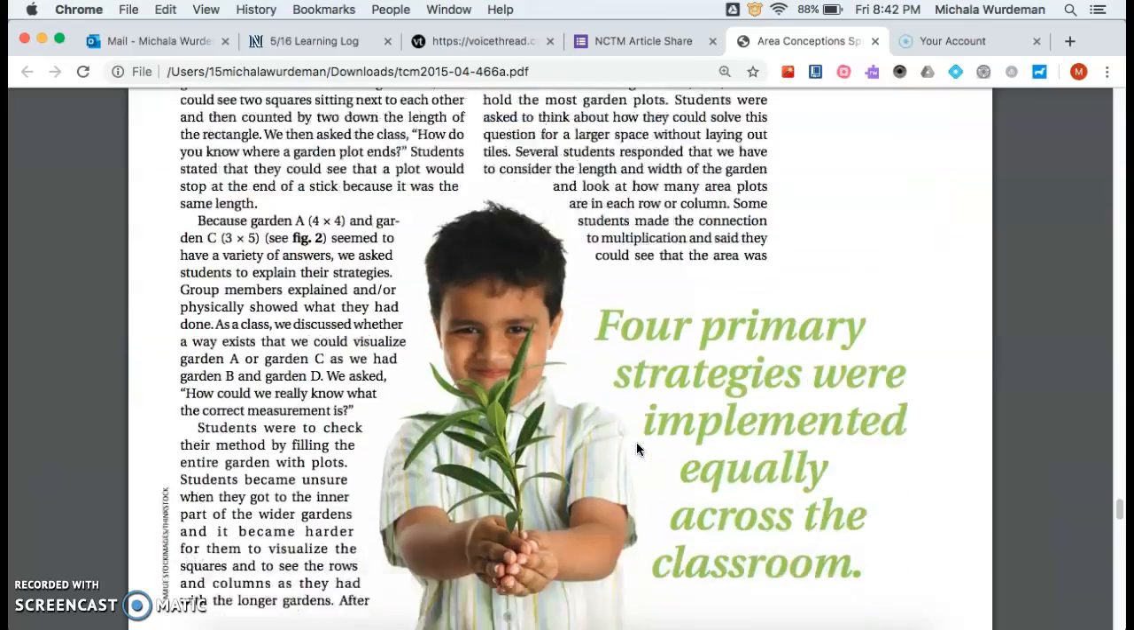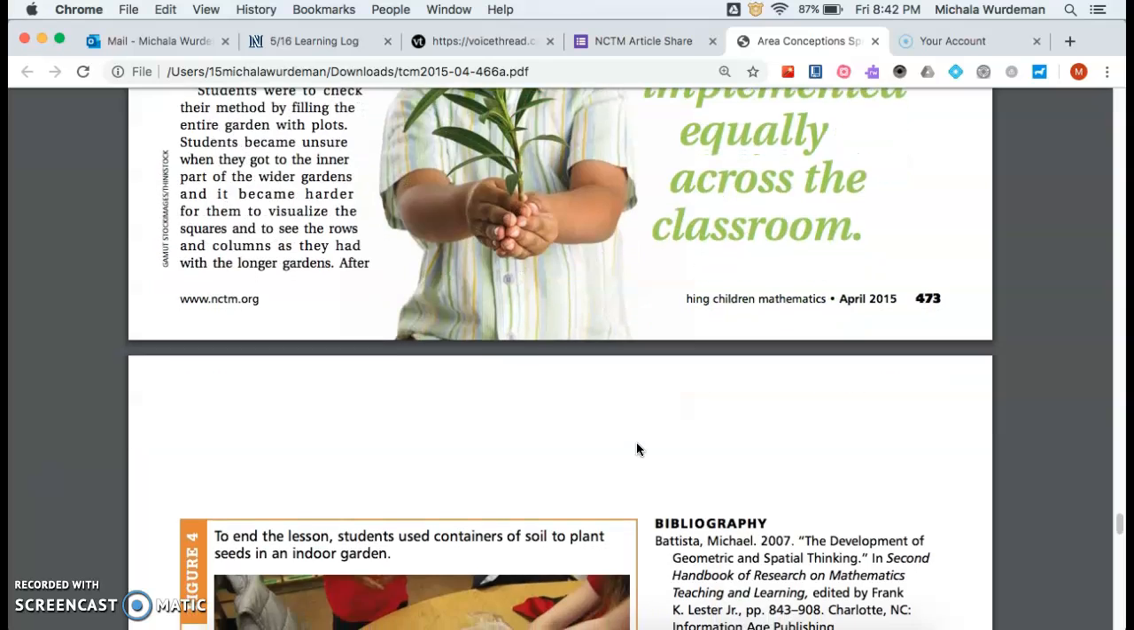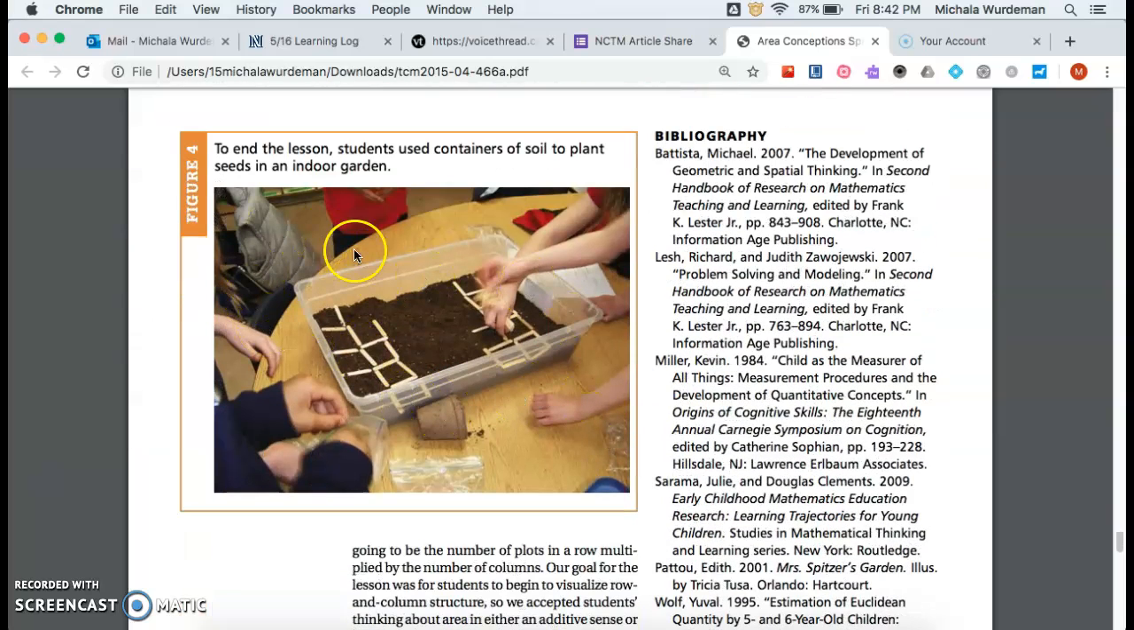Then at the very end, they actually made their little garden in a box, and they plotted out how far away they wanted to space their seeds, and were able to come up with how many plants they could plant in their own little in-class garden. I really liked this lesson.